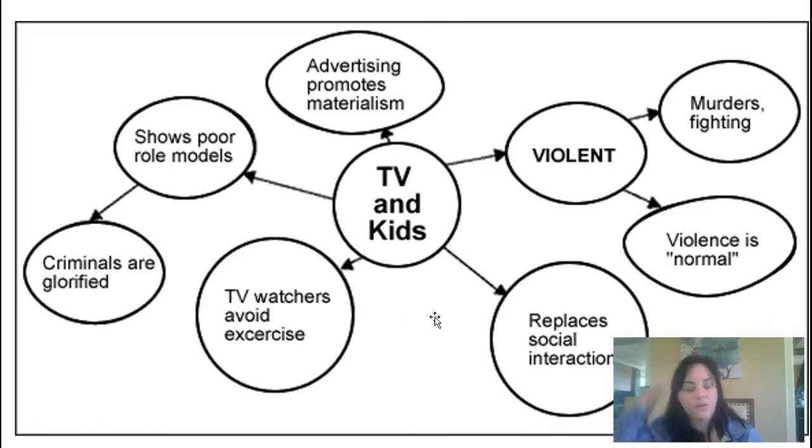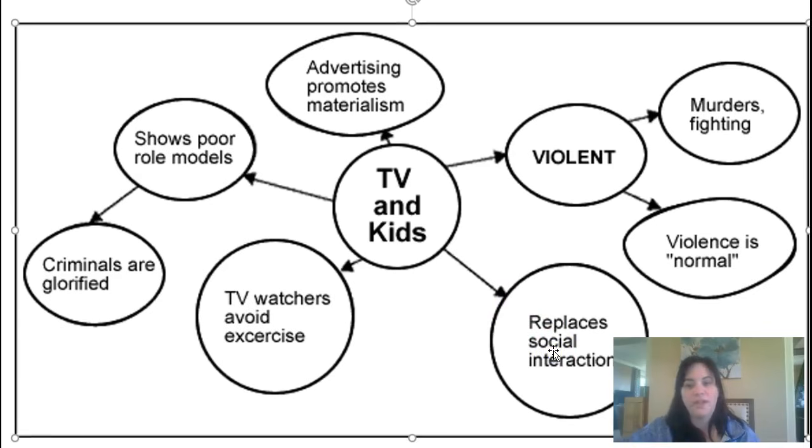Here's a sample cluster on how TV affects kids. So from that topic, this student thought of some main ways that TV affects kids, such as kids don't have as much social interaction when they sit around and watch TV, or they don't get as much exercise. Maybe the student thought about how TV has a lot of advertising and how that makes kids be more materialistic. Also, that TV has poor role models and promotes violence.